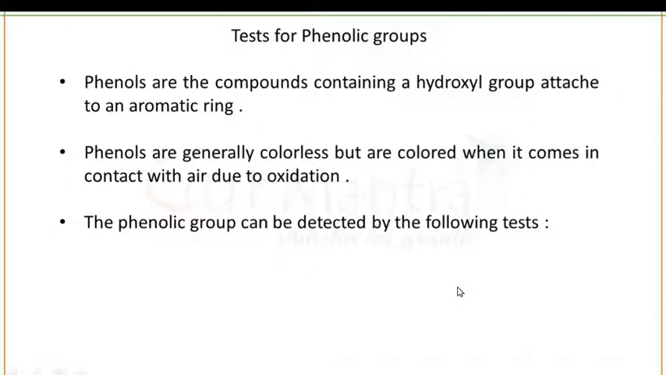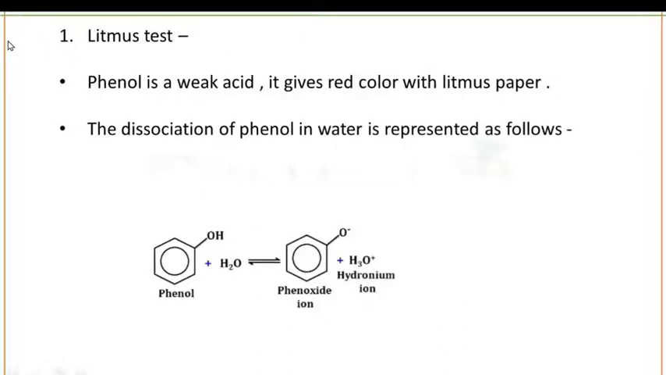First of all, phenols are the compounds that contain a hydroxyl group. It means on a benzene ring there will be an OH group present. That benzene ring with OH group is known as phenol, and phenols are the compounds containing a hydroxyl group attached to an aromatic ring. Phenols are generally colorless, but they acquire color when they come in contact with air. Why do they acquire color while reacting with air? Because they get oxidized in air. The phenolic group can be detected by the following tests. Number 1 test is litmus test.